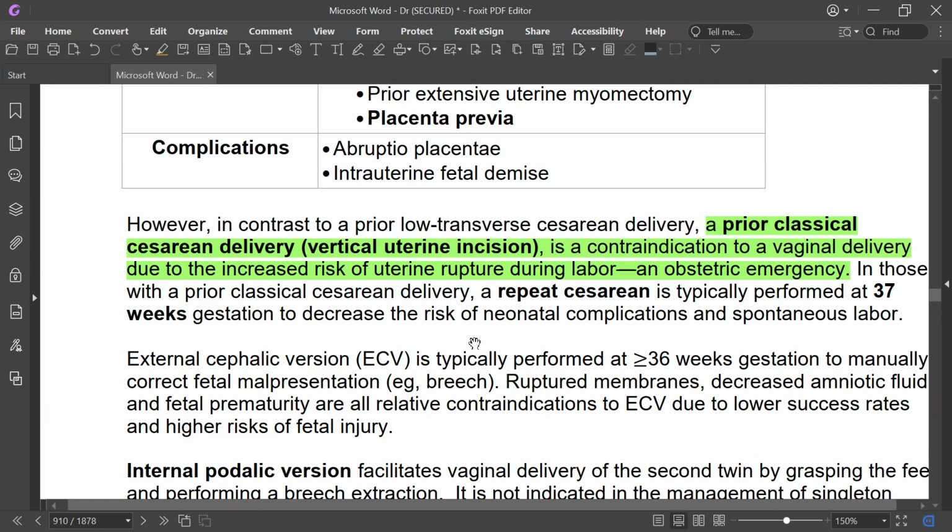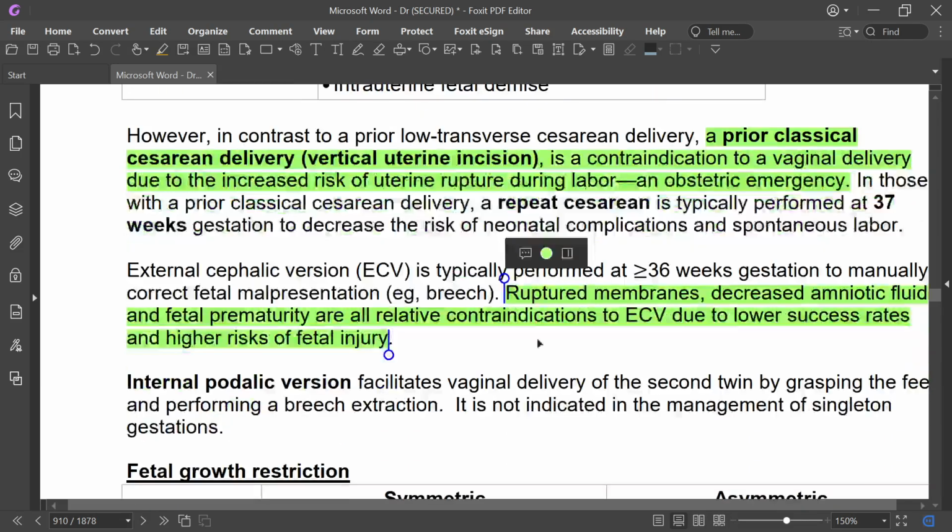Ruptured membranes, decreased amniotic fluid, and fetal prematurity are all relative contraindications to external cephalic version due to a lower success rate and a high rate of fetal injuries. So these are the relative contraindications.